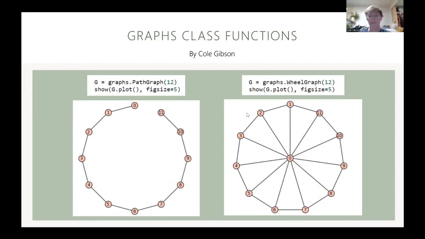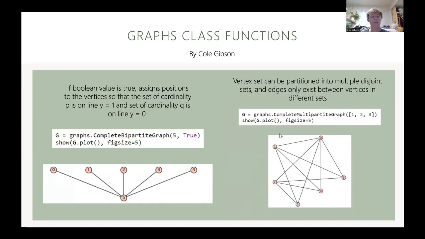In addition to this path graph, we have a wheel graph, which takes the number of vertices as a parameter again. It will start with 0 in the center, and then it will connect the rest of the vertices in a wheel just as we expected it to. Finally, I wanted to cover some slightly more complicated graphs that can have different parameters to further manipulate them how the user would want.